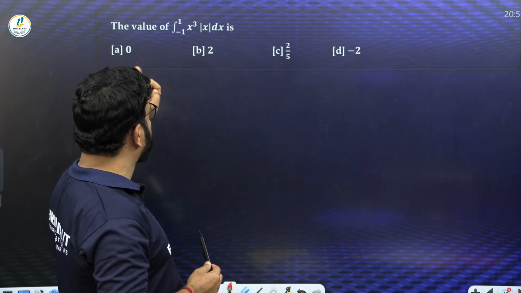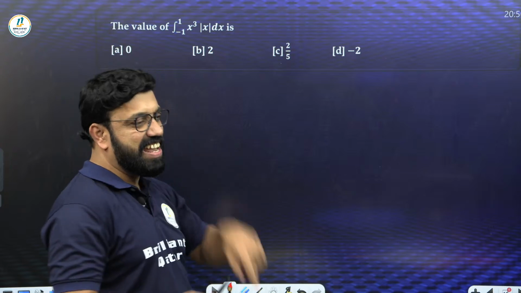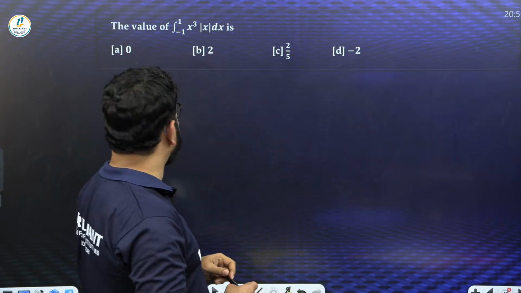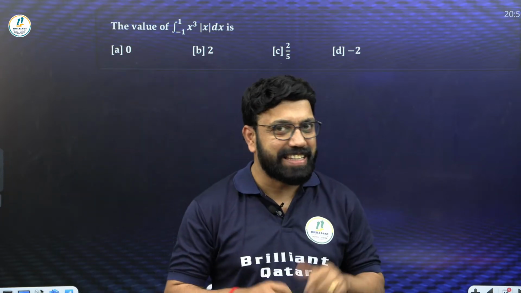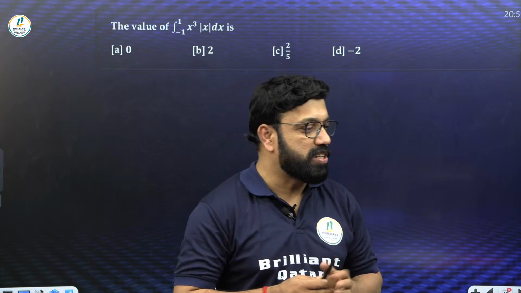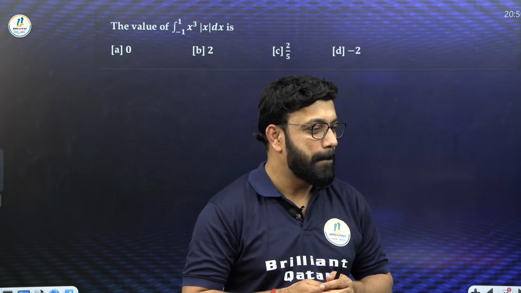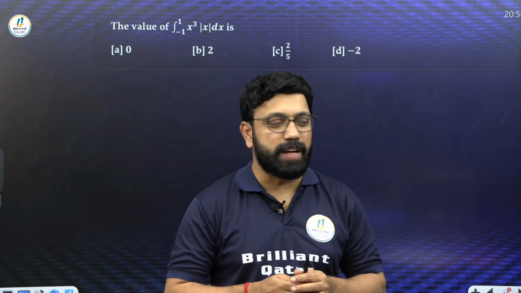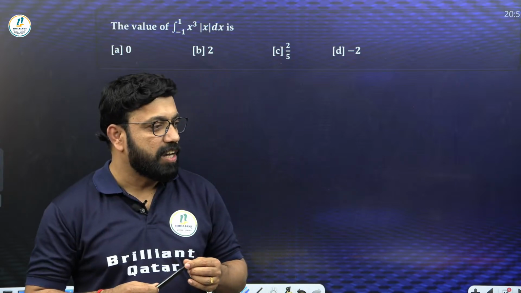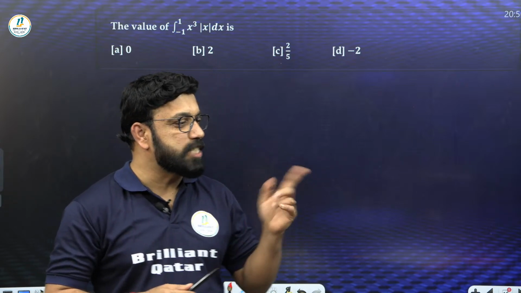The integral from minus 1 to 1 of x cube into mod x dx is dash. Within seconds I need the answer because I gave the hint in the second last question. Very easily you can tell that without doing anything. Yes, very good.